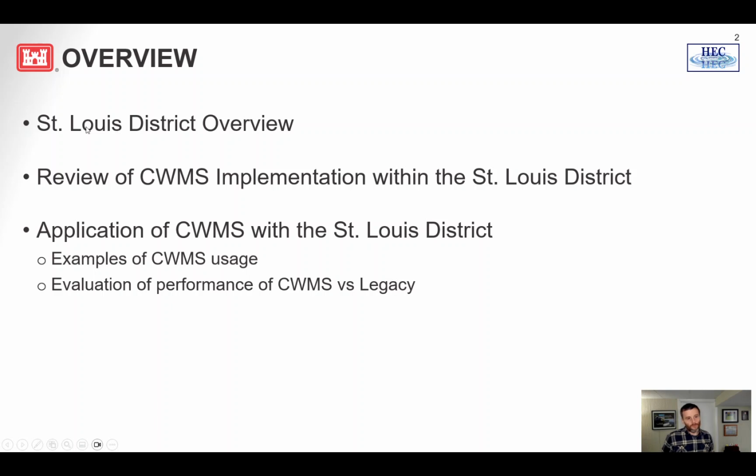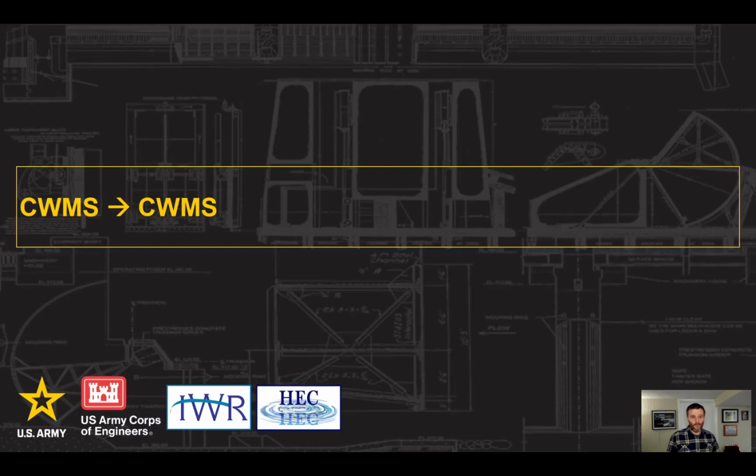We have covered the St. Louis district overview, and we've gotten into some of the weeds of how we've implemented SWMS in St. Louis. Now we're going to continue with SWMS implementation with another watershed and how we've built off of that implementation with other watersheds. After this video, we will start going through SWMS implementation and some examples of usages, and then how we evaluate the SWMS performance against the legacy processes that we've had in the past.